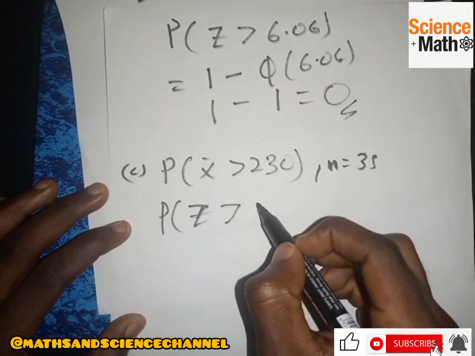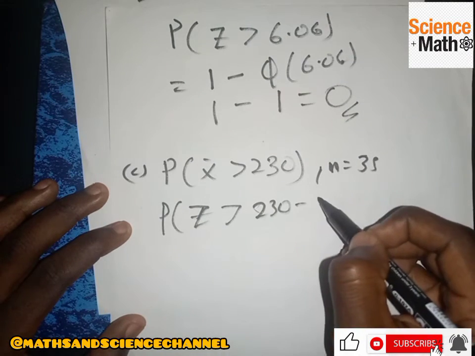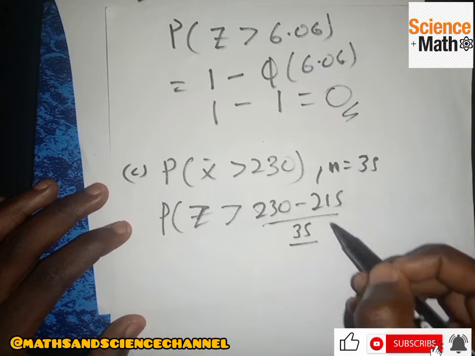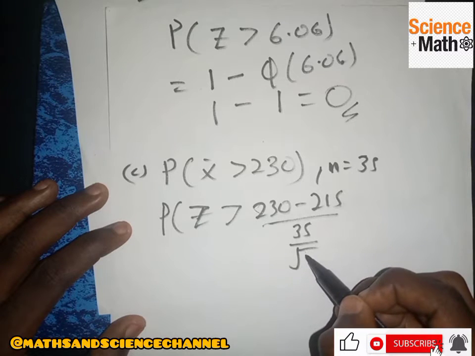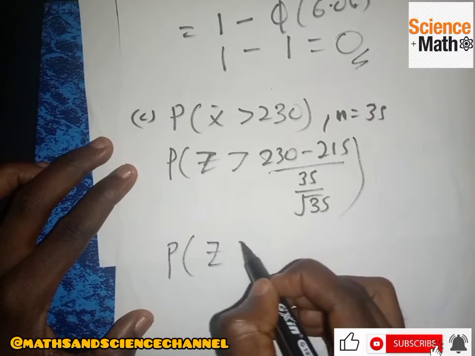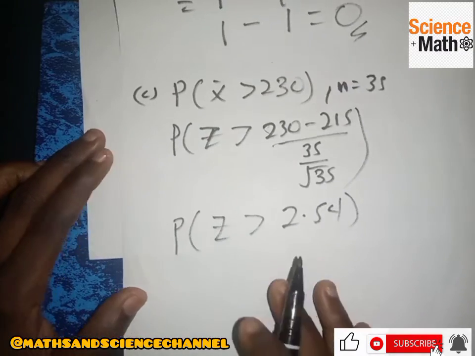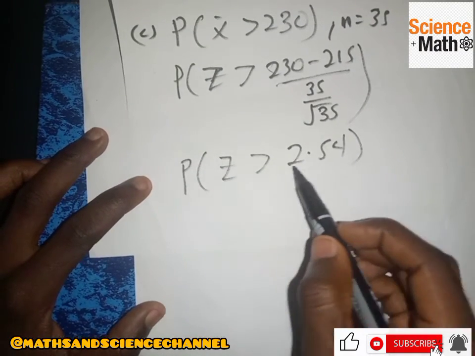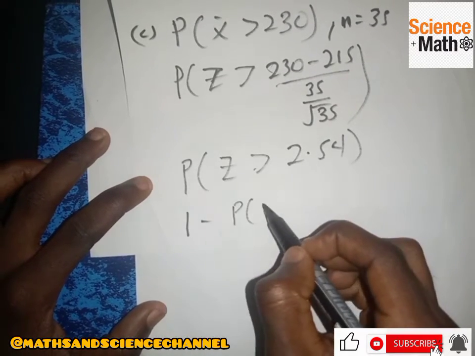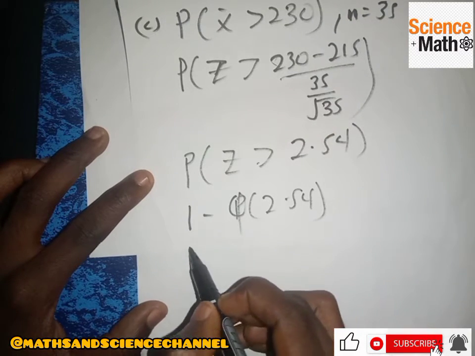So we have, remember, the sample mean is 230 minus the population mean, which is 215, divided by the standard deviation, which is 35, over the square root of the sample size, which is n, in this case 35. So the probability that z is greater than, now when we compute the whole of that, we should get 2.54. Now we have the probability that it is 2.54. Since it is greater, we have 1 minus the probability that, so we can just put it in the phi, and then 2.54 here, and then we look at it on the table.